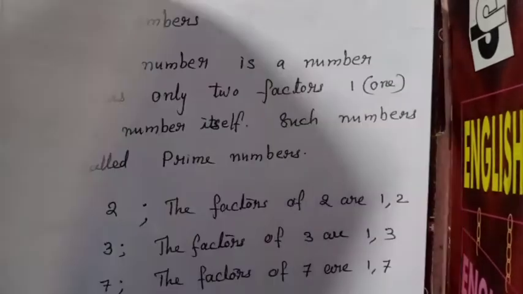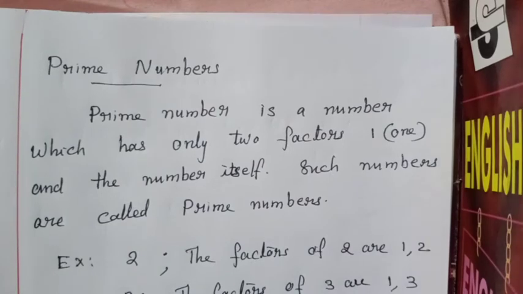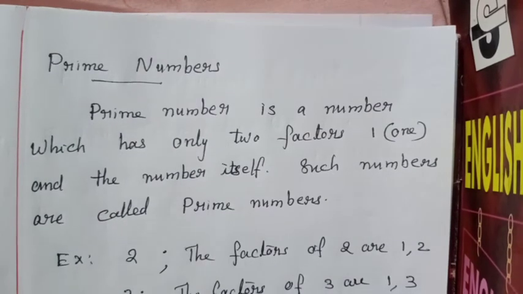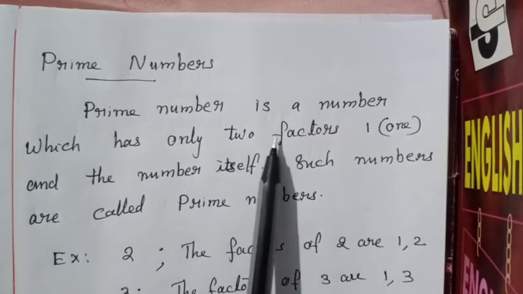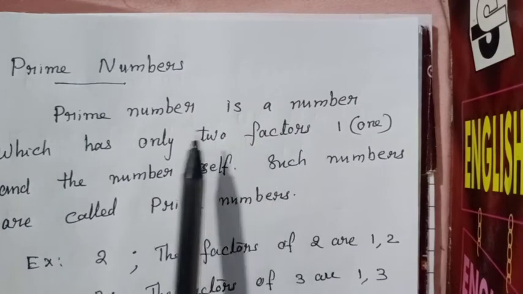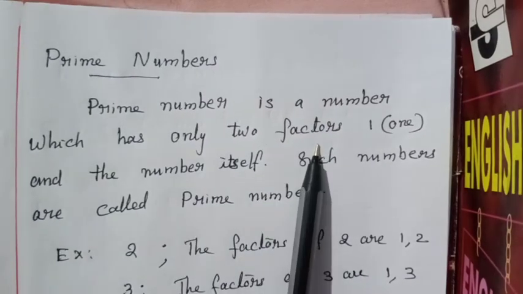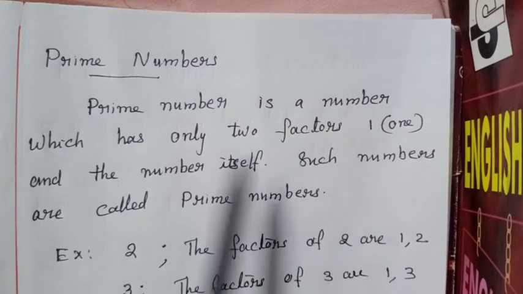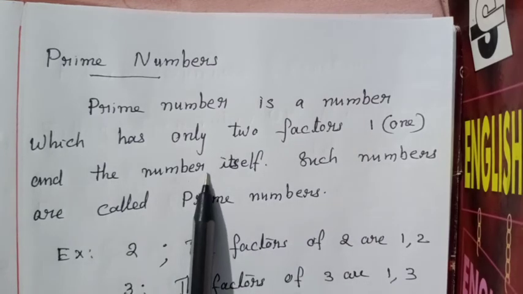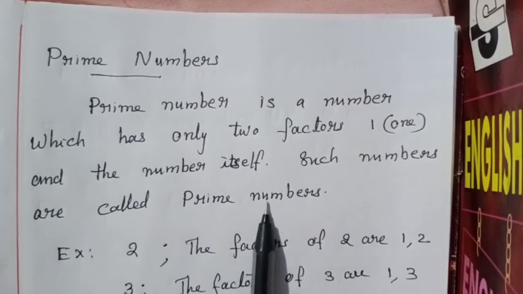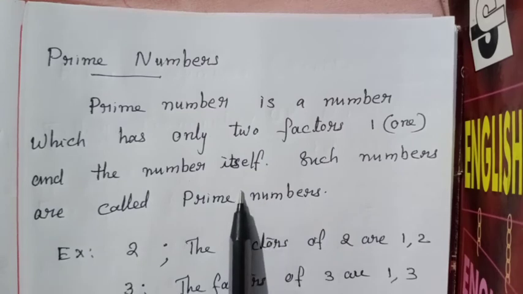Next, we study prime numbers. So what is a prime number? A prime number is a number which has only two factors, that is 1 and the number itself. Such numbers are called prime numbers. So the numbers which have only two factors, 1 and the number itself, are called prime numbers.